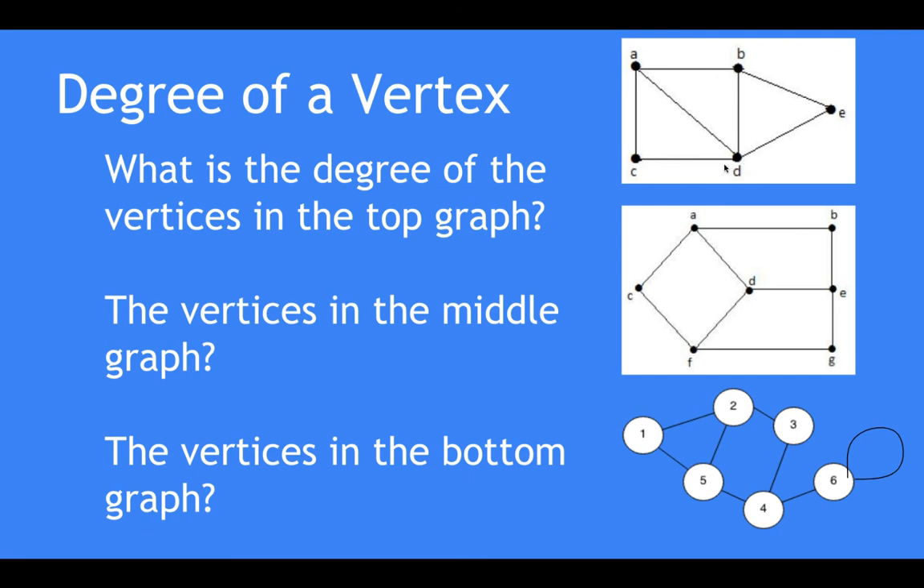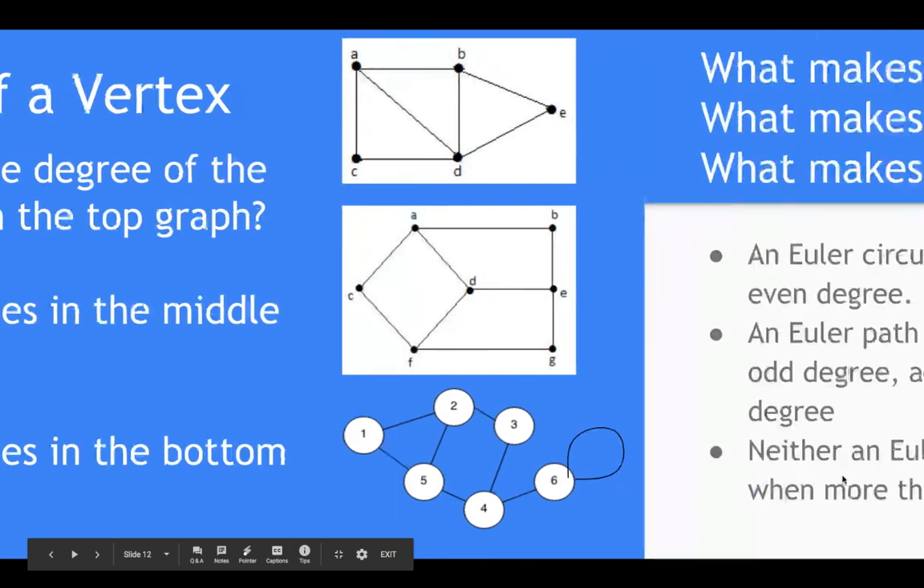B: A to B, D to B, E to B, degree of 3. And E has D to E and B to E, it's a degree of 2. And you can do the others to find the degrees of the vertices in the middle graph and the bottom graph. Now, this bottom one, remember, this loop right here means that 6 has 1, 2, 3 edges, so it is a degree of 3. All right, let's move on.